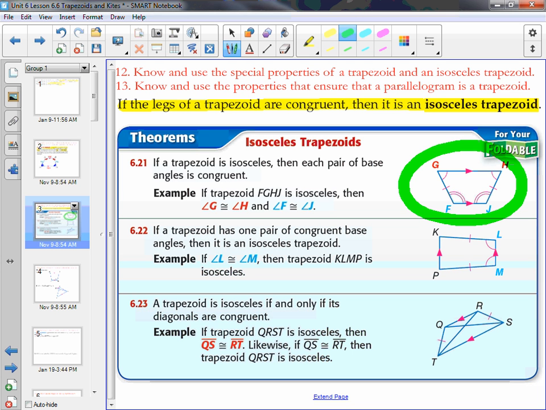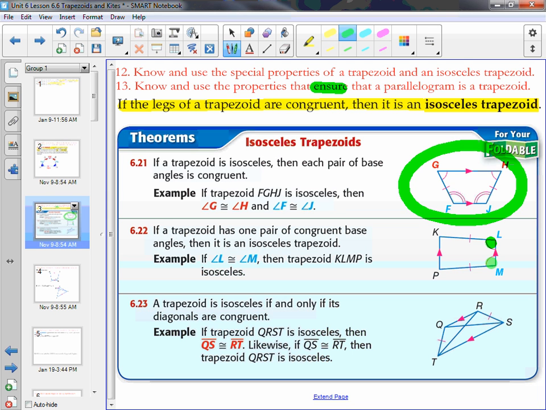Okay? Next theorem, if a trapezoid has one pair of congruent base angles, then it is an isosceles trapezoid. Oh, okay. They're already telling us how to ensure that we have, in this case, we're not even ensuring that we have a trapezoid. We're ensuring that we have an isosceles trapezoid. If we know it's a trapezoid, and we know that one of the pairs of base angles is congruent, that proves it's an isosceles trapezoid. Okay? Now, you might wonder why you don't have to know that both pairs of base angles are congruent. Here's why you don't have to know both.